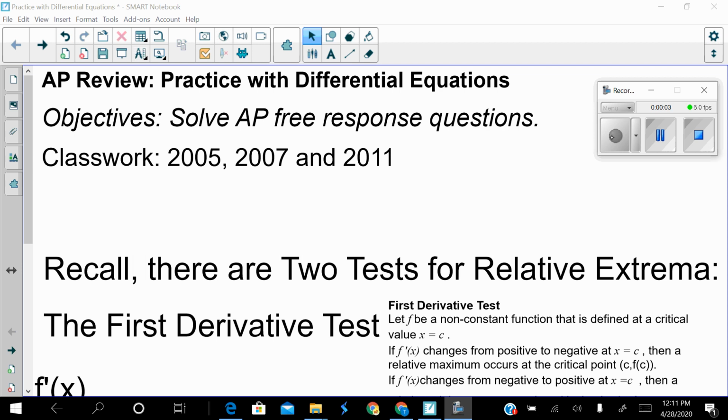Okay, guys, so today I want to review, first of all, in our do now, there are two ways to see where you have a relative max or min. We're used to the first way, the first derivative test to find extrema. But when it comes to differential equation problems, knowing the second derivative test to find relative extrema is going to be critical. But let's review the first derivative test.